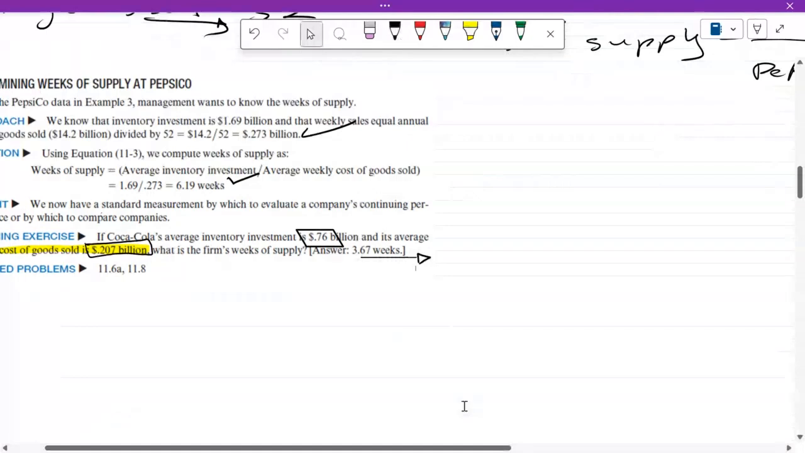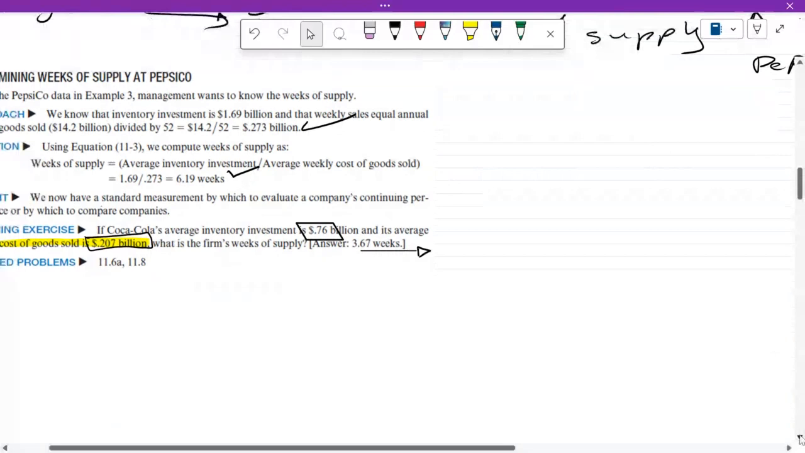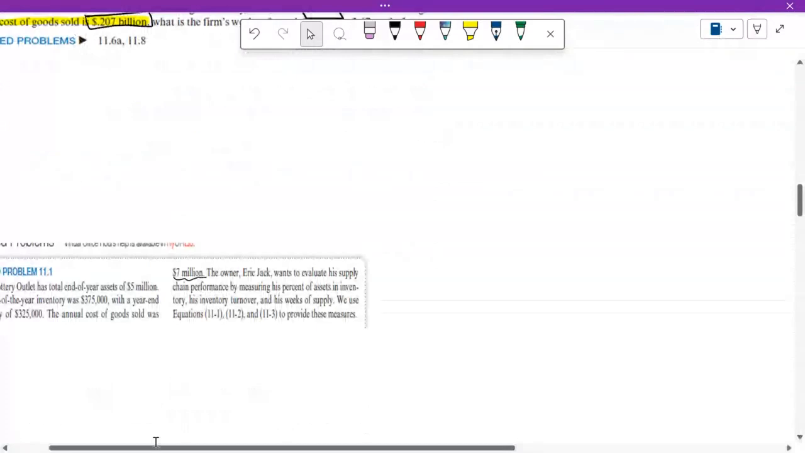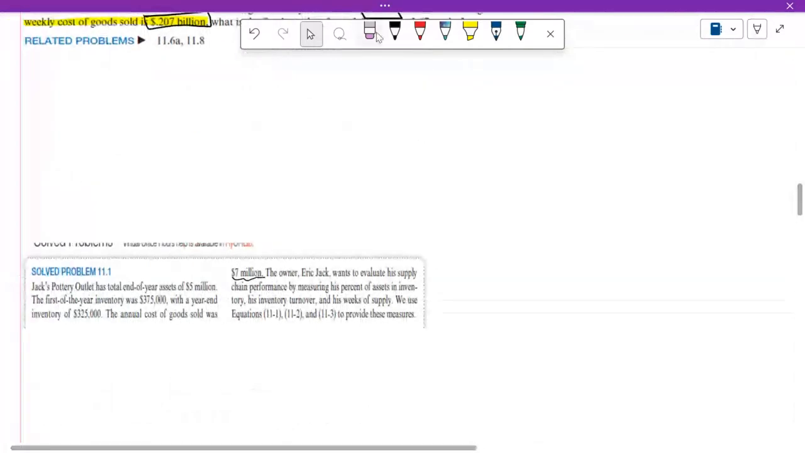All right. So we are given a problem. Example. Solved problems.